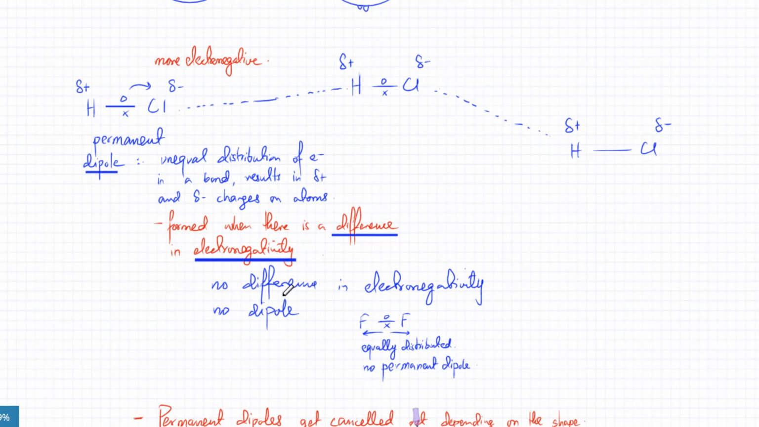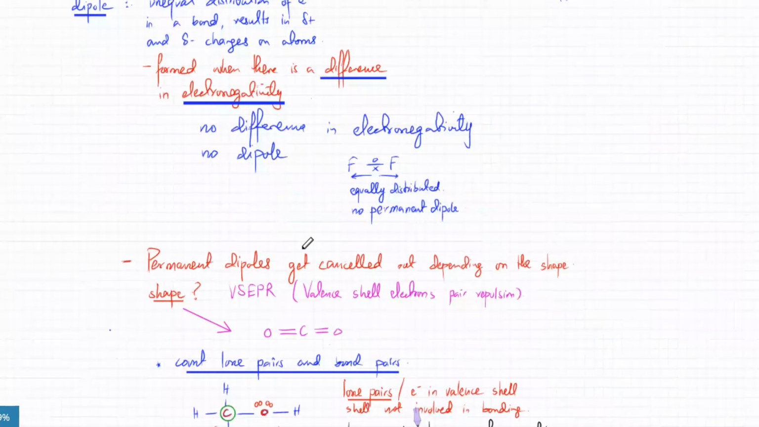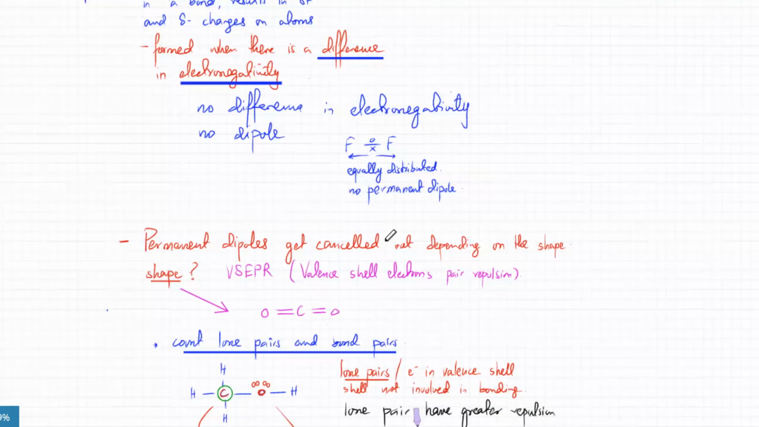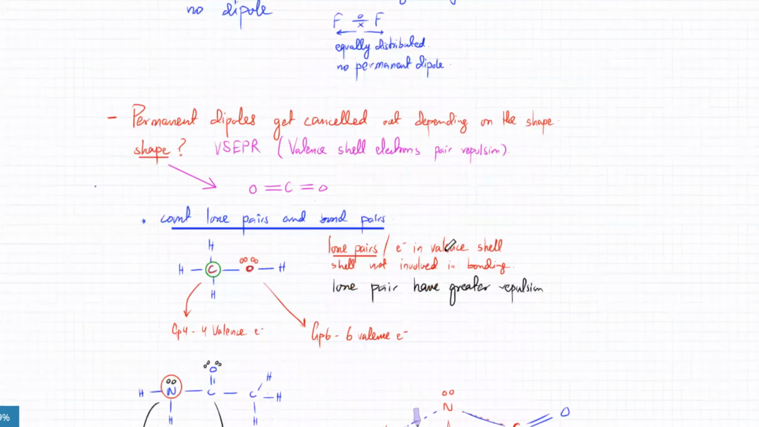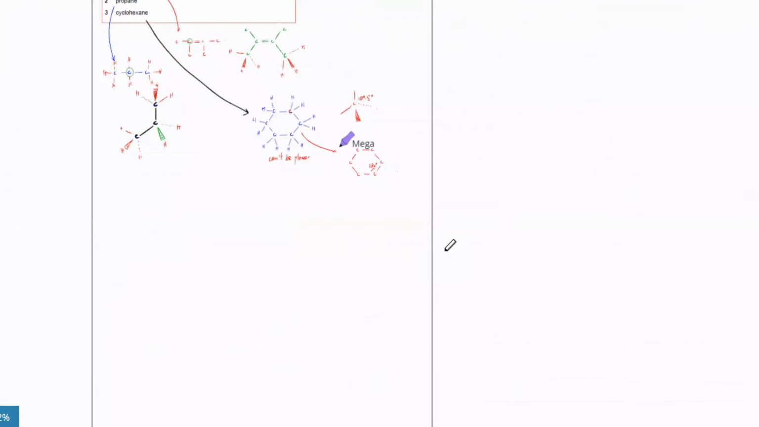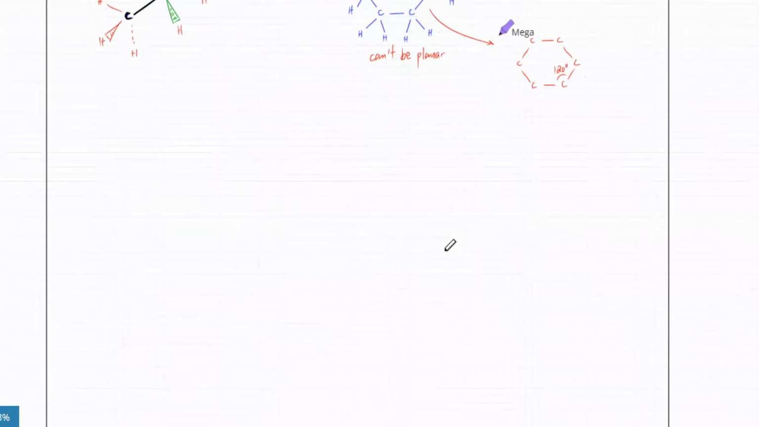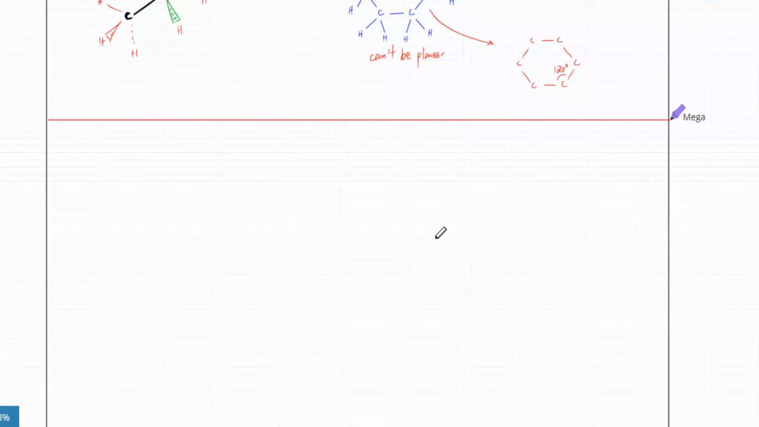So when are they found? When there's a difference in electronegativity. And the second point was that the permanent dipoles can get cancelled out depending on the shape of the molecule. So we're going to talk about the dipoles getting cancelled out first. So let's continue with intermolecular forces.